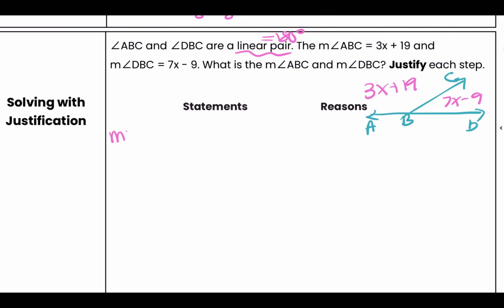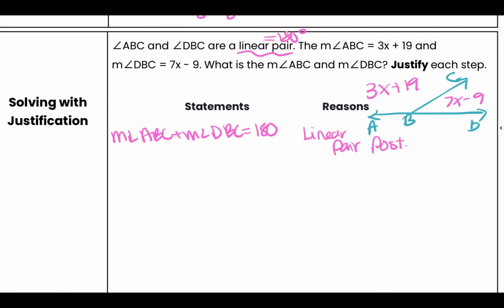So we know that the measure of angle ABC plus the measure of angle DBC equals 180, and that is from the linear pair postulate. Next, we know that 3x plus 19 plus 7x minus 9 equals 180. That's from substitution.